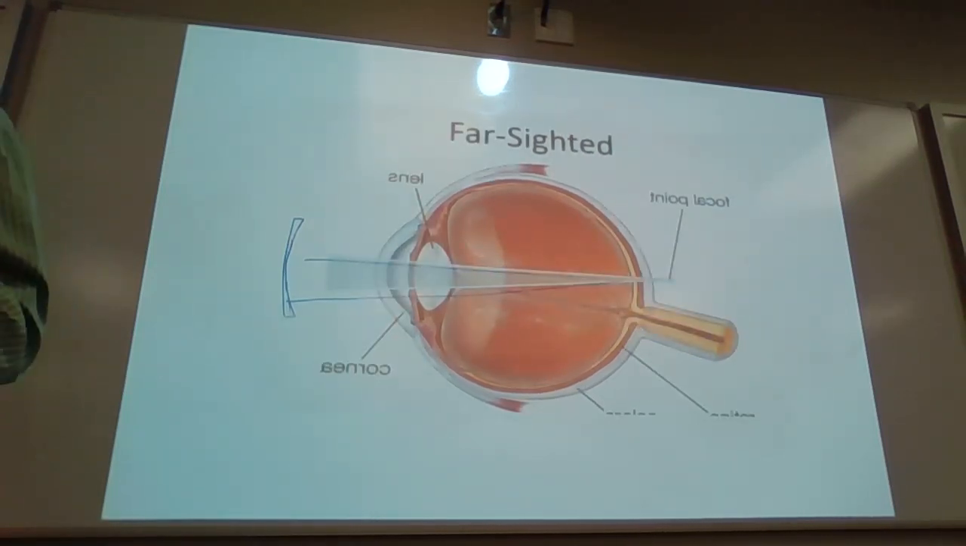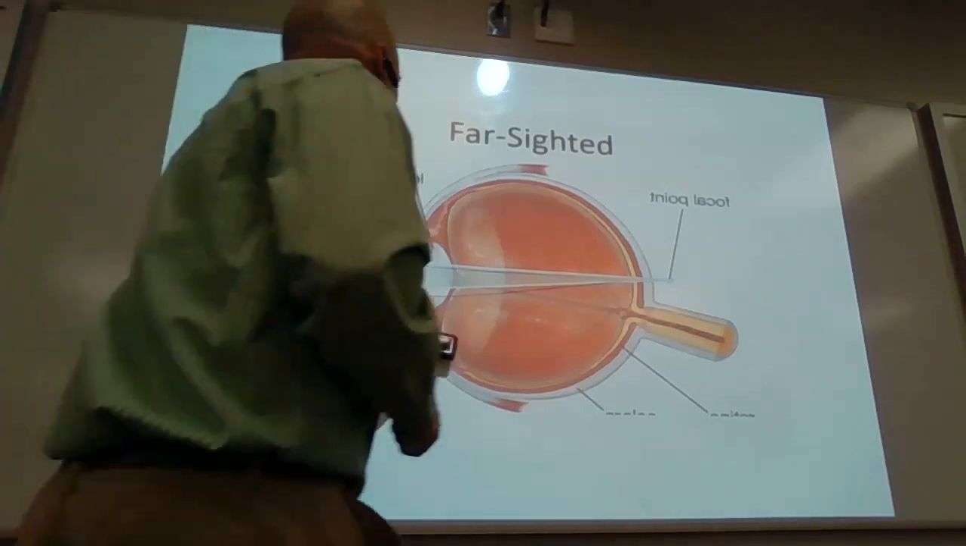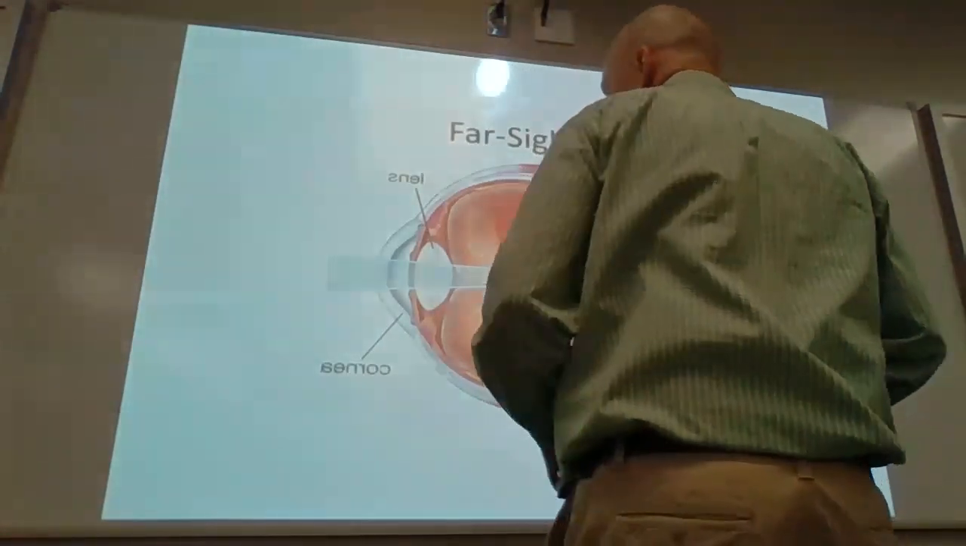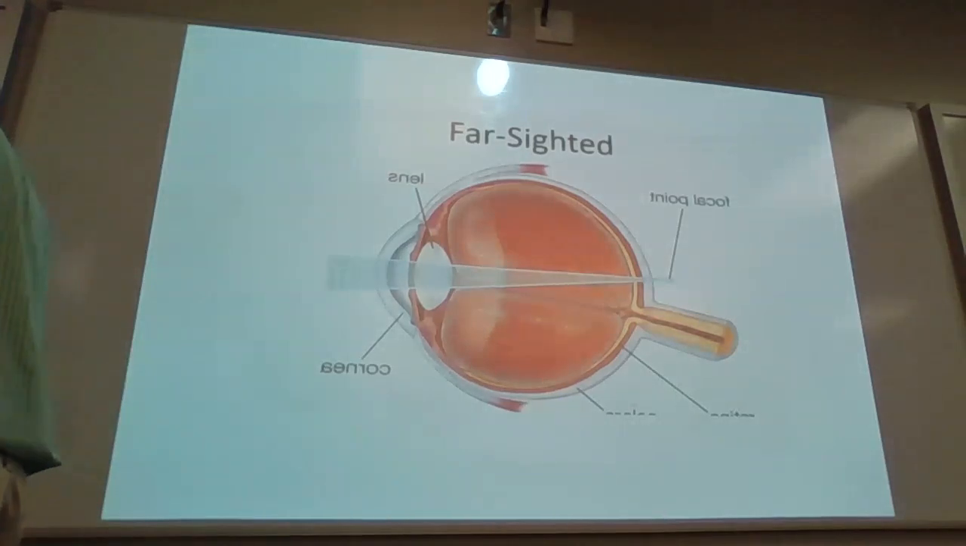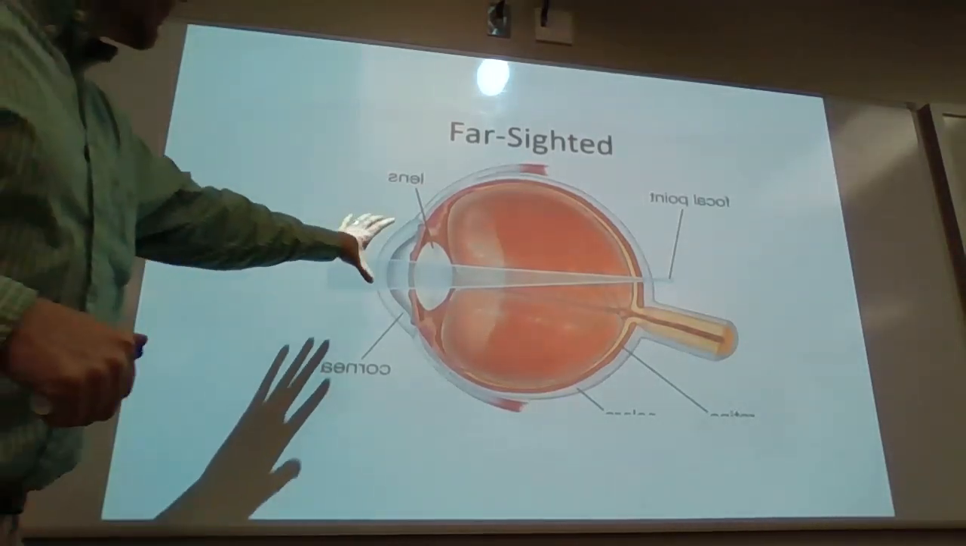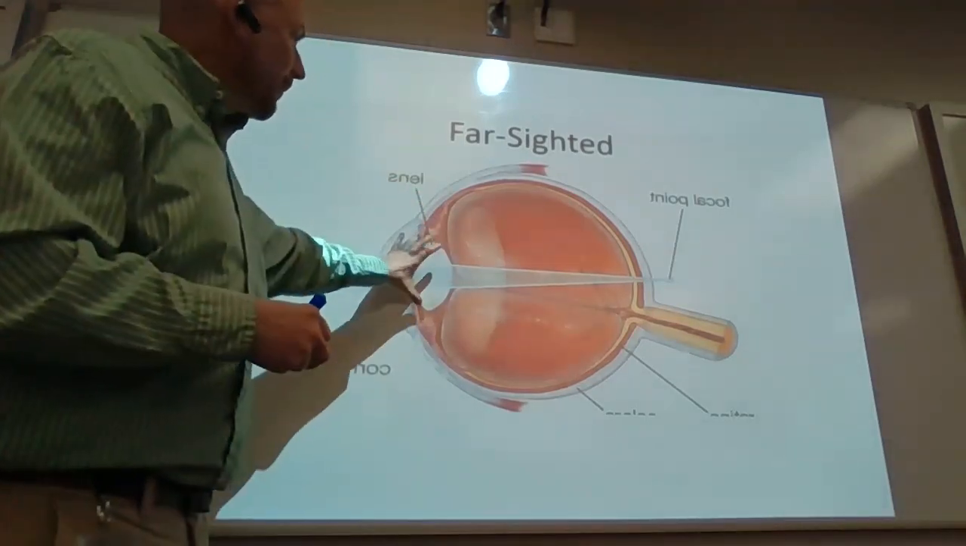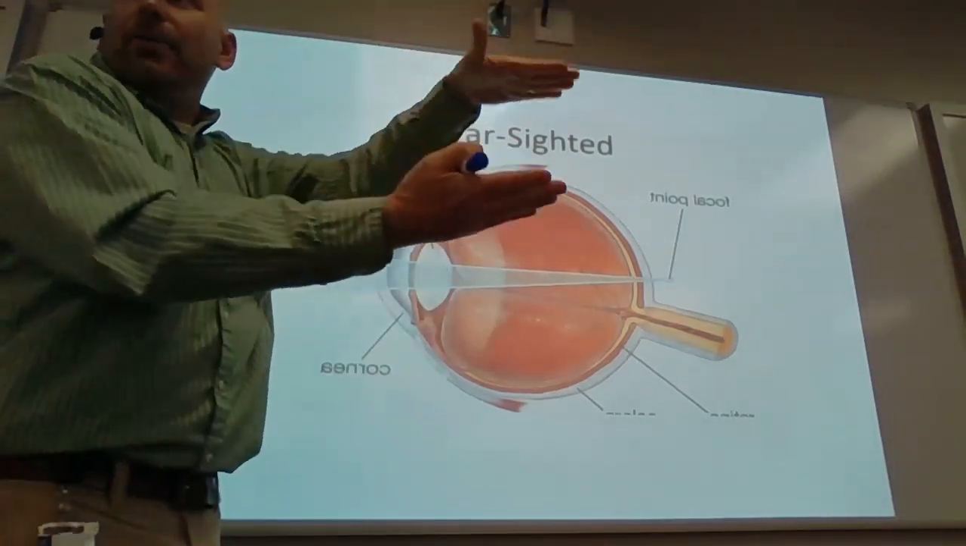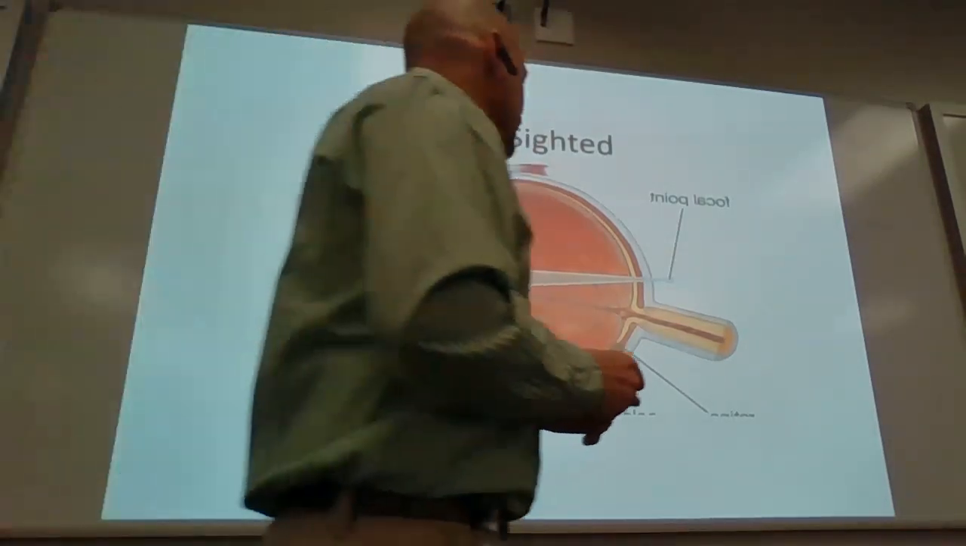Versus farsighted, you are eagle eye. But let's not talk about reading a book. Anything up close, you can't see up close. You can see far away. Your lens is not constricting enough. These muscles are not contracting enough to bring the rays to converge at the retina.